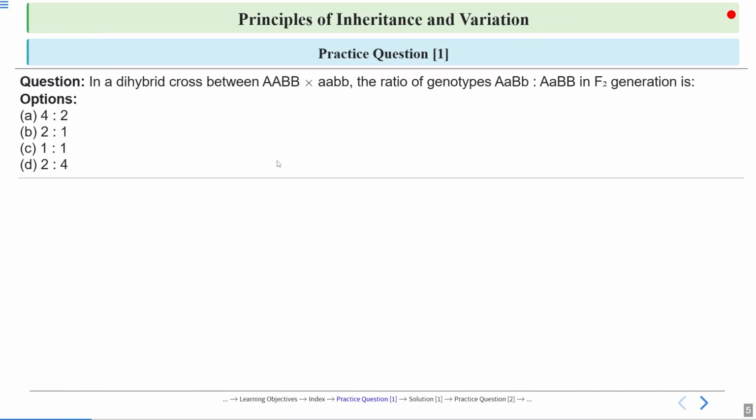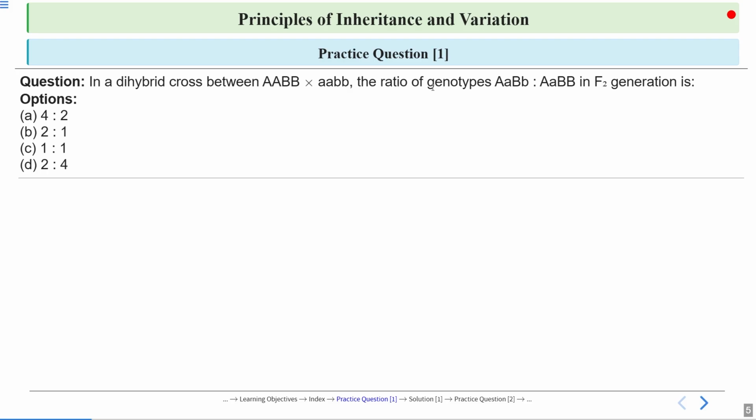This is the first practice question. A dihybrid cross is being made between a homozygous dominant parent and a homozygous recessive parent. The genotype is also given to you. Now, the ratio of the genotypes capital A small a, capital B small b, and capital A small a, capital B capital B in the F2 generation is?